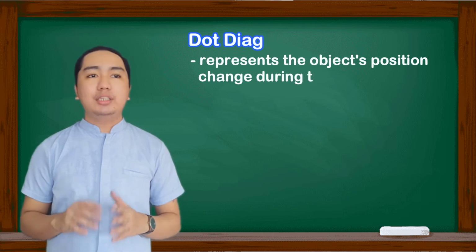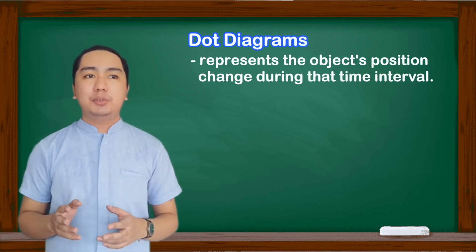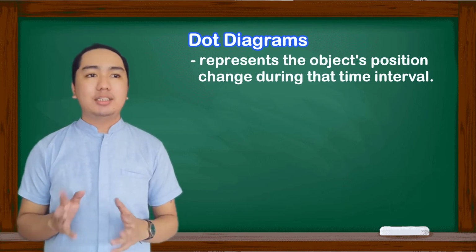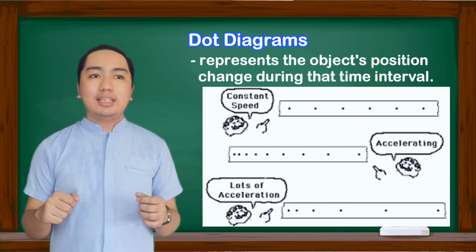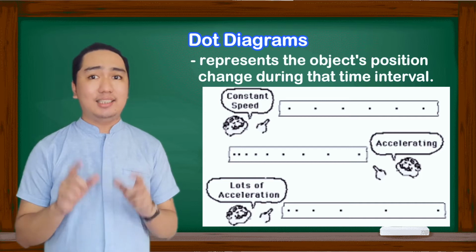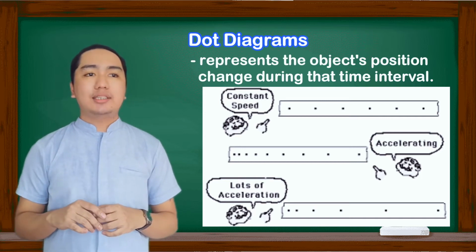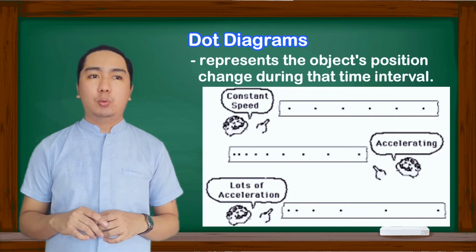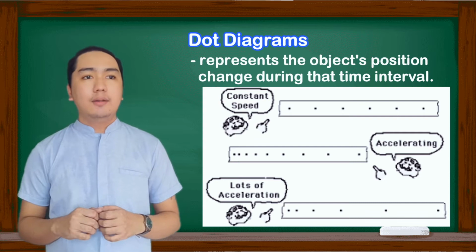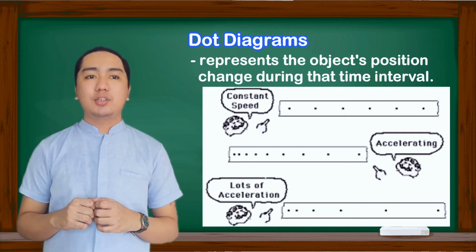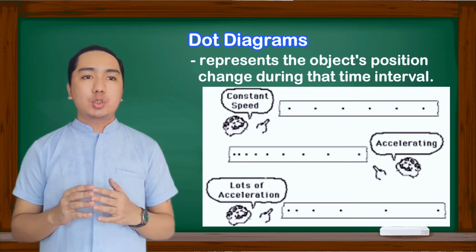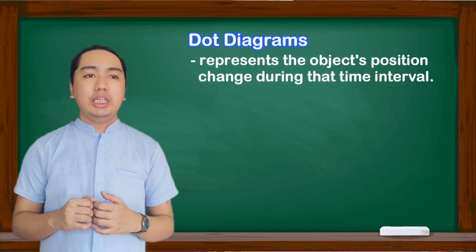The distance between the dots represents the speed of the object at certain time intervals. If the distance between the dots is large, it indicates the object is moving fast. But if the distance is small, it shows that the object is moving slow. You can also tell if the object is moving at a constant speed or not. Identical distances between dots represent a constant speed, while changing distances between dots show that the object's speed is changing.